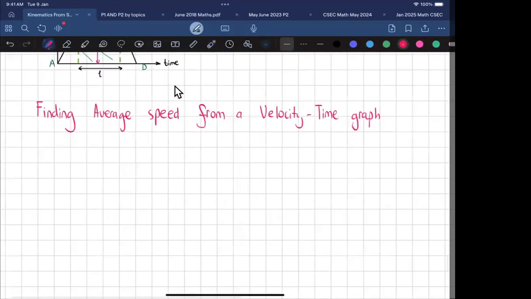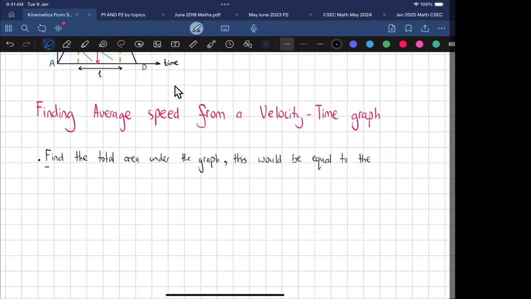So if I want to find the average speed, the first thing you would have to do is find the total area under the graph, and this would be equal to the total distance traveled. Awesome.